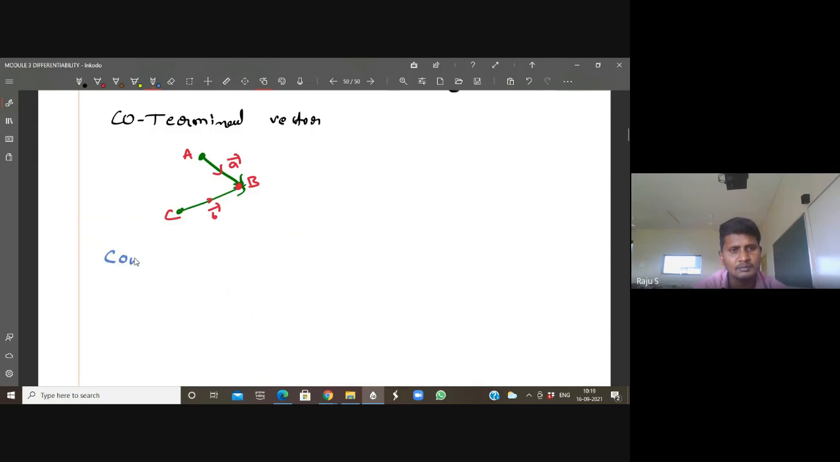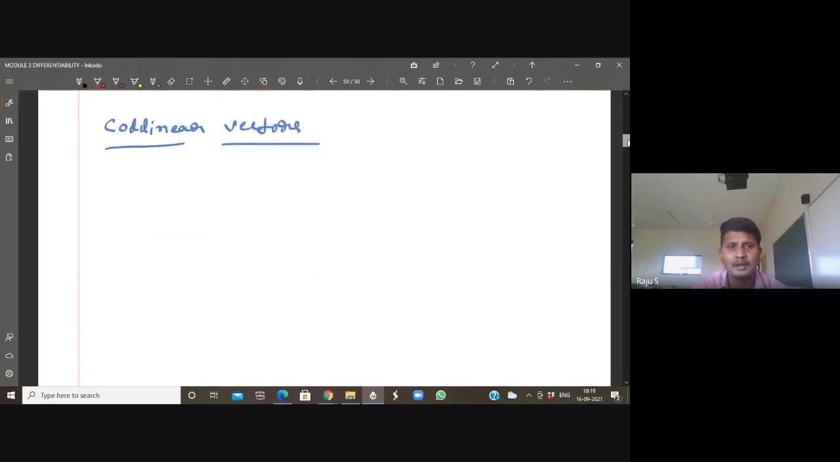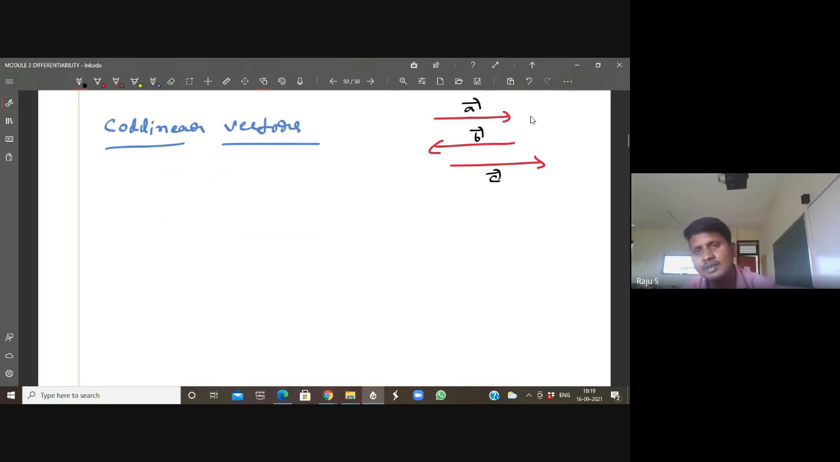Collinear vectors. So what is meant by collinear vector? Collinear vectors, simply put, are vectors which are parallel. The vectors which are parallel, we can say are collinear. I'm taking the vectors like this. The first vector is vector A, this is vector B, this is vector C. Three vectors are there. What about A, B, C? All three are parallel.